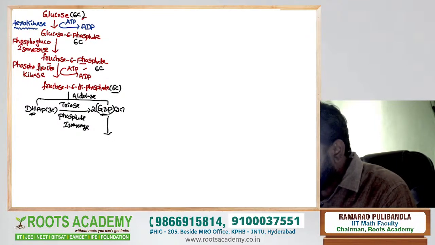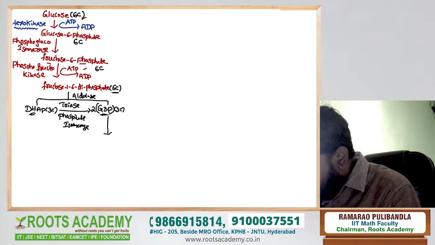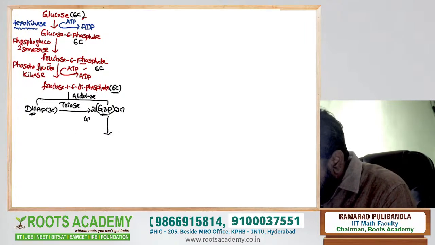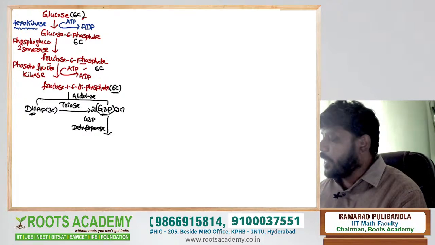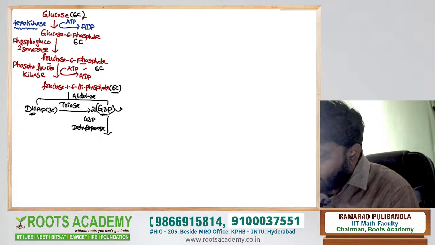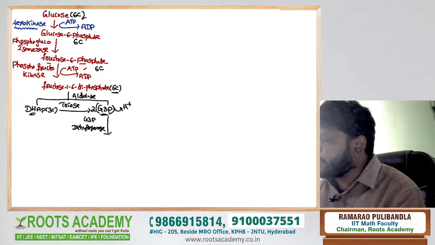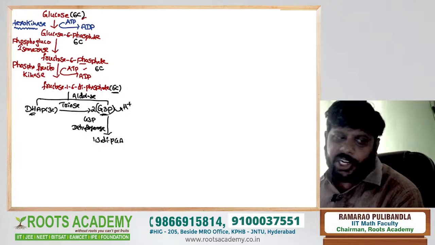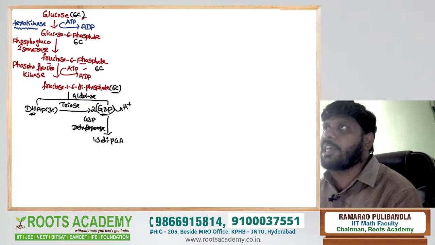These 2 molecules of glyceraldehyde 3-phosphate, in the presence of glyceraldehyde 3-phosphate dehydrogenase enzyme, this enzyme removes the hydrogens from glyceraldehyde 3-phosphate. Result, it is converted into 1,3-diphosphoglyceric acid. 1,3-dipGA means 1,3-diphosphoglyceric acid is formed.